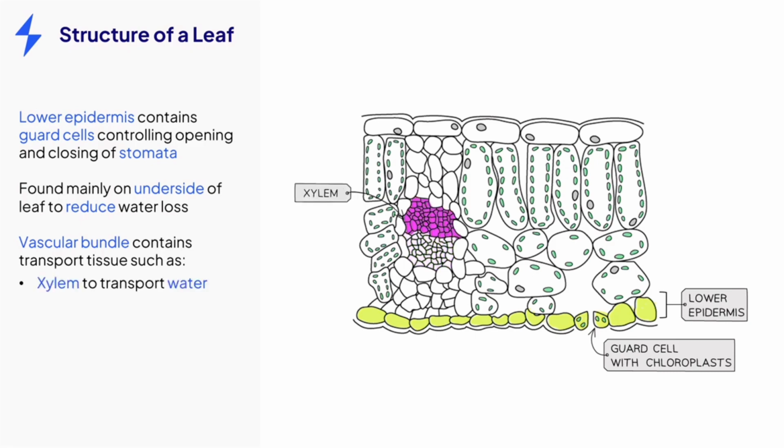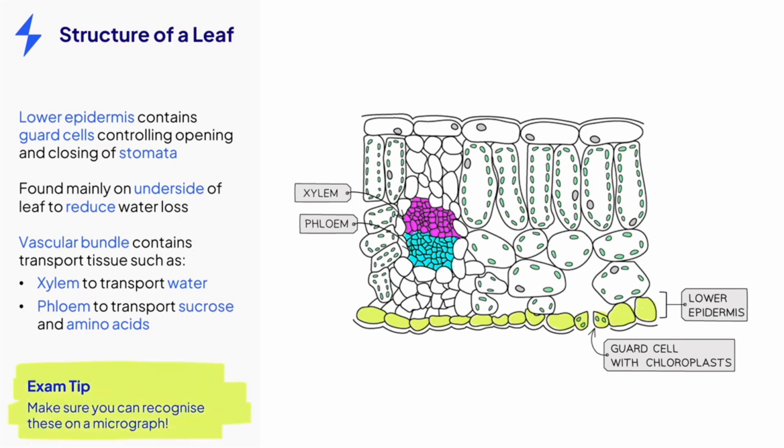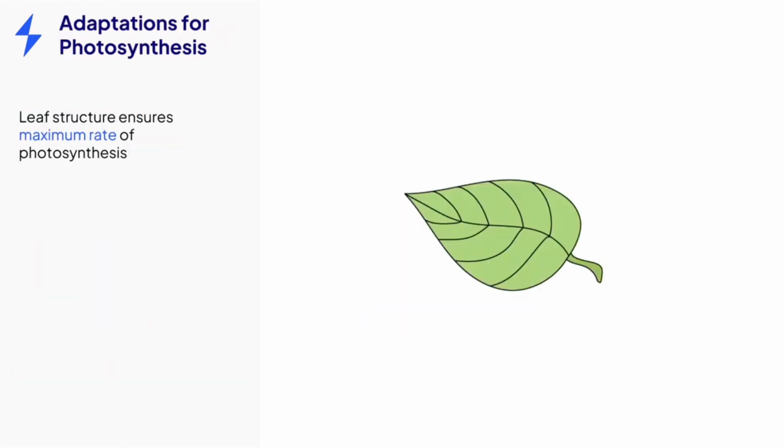The vascular bundle contains transport tissue which will move substances to and from the leaf. Transport tissue includes xylem, which transports water into the leaf for mesophyll cells to use during photosynthesis and for the process of transpiration, while phloem will transport sucrose and amino acids from the leaf to other parts of the plant. In an exam, you may be given a micrograph of a leaf and asked to identify some of the structures discussed.